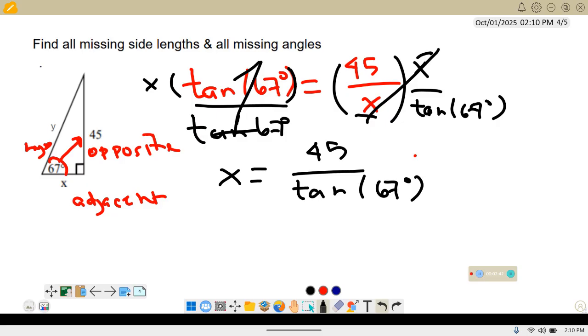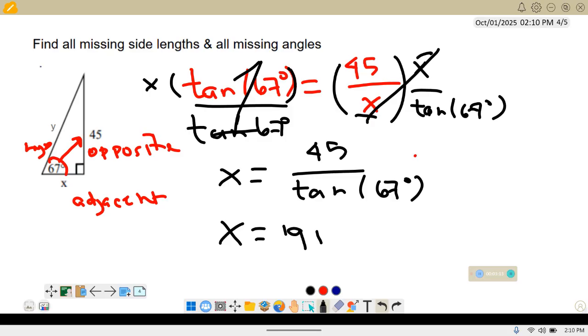Now I need you to grab one of those calculators that are somewhere around this room. If you look at your calculator, starting at the top, look 1, 2, 3, 4 rows of buttons down, all the way towards the right. You'll see a button that says tan. So on your calculator, you're going to type 45 divided by tan, and then type in 67. Then you're going to have to end parentheses. So it should look like, on the screen, 45 divided by tan of 67. And then you're going to hit enter, and you should get that x is 19.